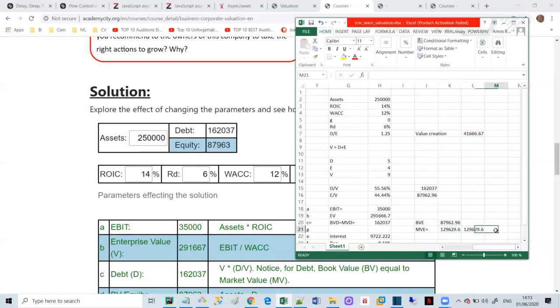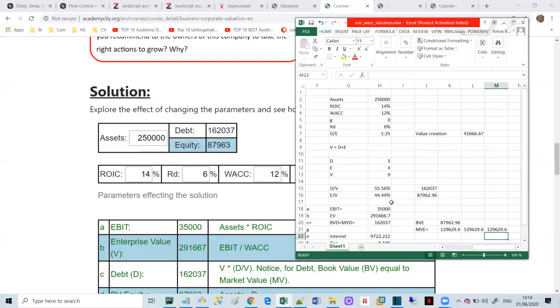A third method. Anybody want to guess another method? We should get exactly the same number. It's just another manipulation. It's very simple. How about if I take the value of the company? What is the share of the equity in that company? Anybody? 4 out of 9. 44%. Beautiful. So how about if I multiply it by 44%? Should I get the same number? Yes or no? Yes.